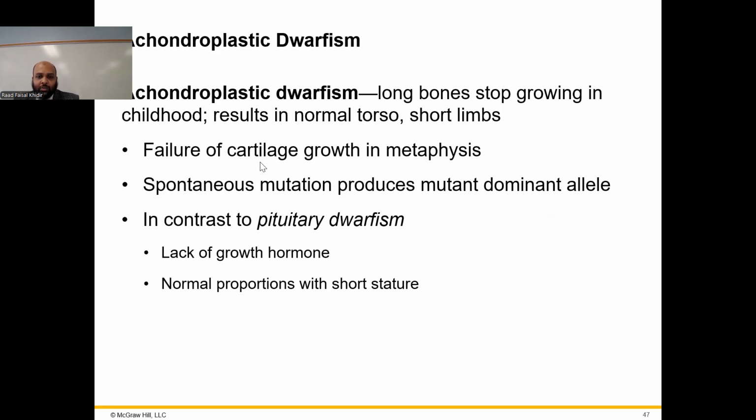at all. So what's the pathogenesis? There's a failure of cartilage growth in the metaphysis, and a spontaneous mutation that produces mutant dominant alleles. In contrast to pituitary dwarfism, where there is a lack of growth hormone and normal proportions with a short stature, this is not pituitary dwarfism. In pituitary dwarfism, everything is small. But this one is restricted exclusively to the long bones.